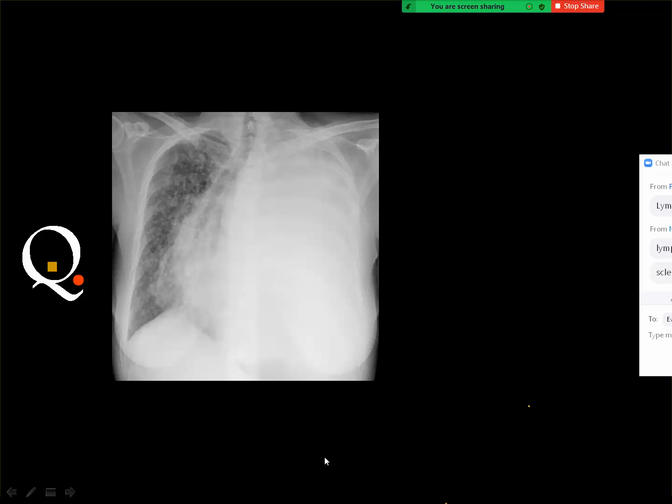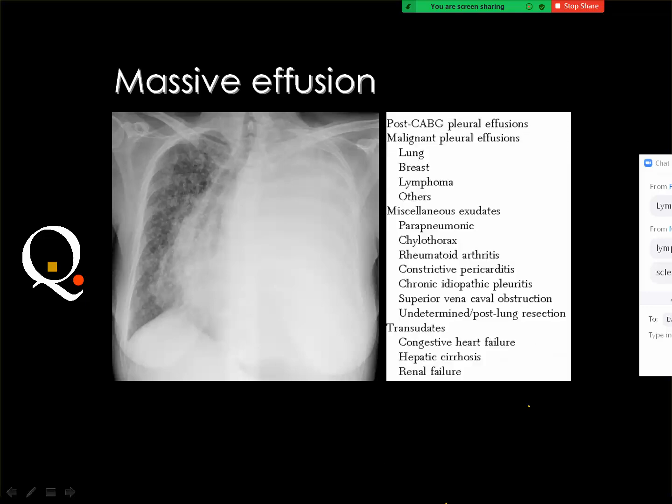This patient had a massive left-sided pleural effusion. And you know, massive pleural effusion has a list of differential diagnosis, and I give you this list. Then you got post-CABG and malignant effusion if the primary is present in the lung, the breast, the lymphoma, and others. And there is a very long list.